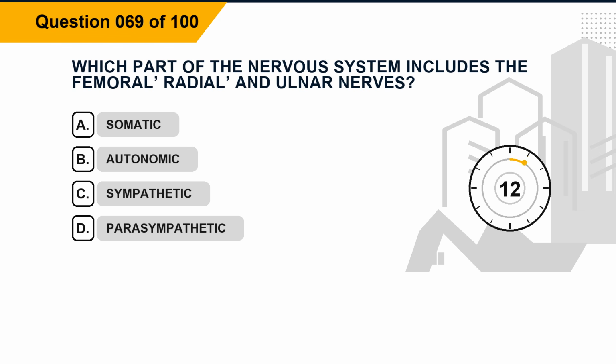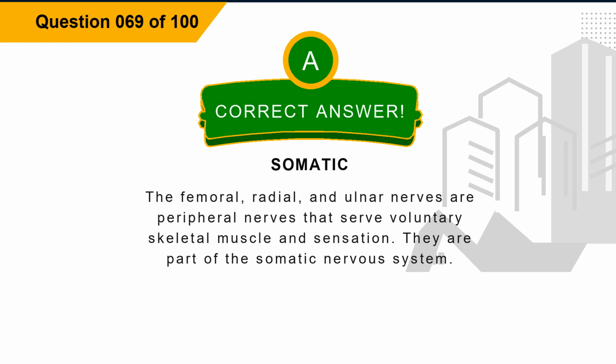Question 69. Which part of the nervous system includes the femoral, radial, and ulnar nerves? Option A. Somatic. Option B. Autonomic. Option C. Sympathetic. Option D. Parasympathetic. The correct answer is option A. Somatic. Explanation. The femoral, radial, and ulnar nerves are peripheral nerves that serve voluntary skeletal muscle and sensation. They are part of the somatic nervous system.